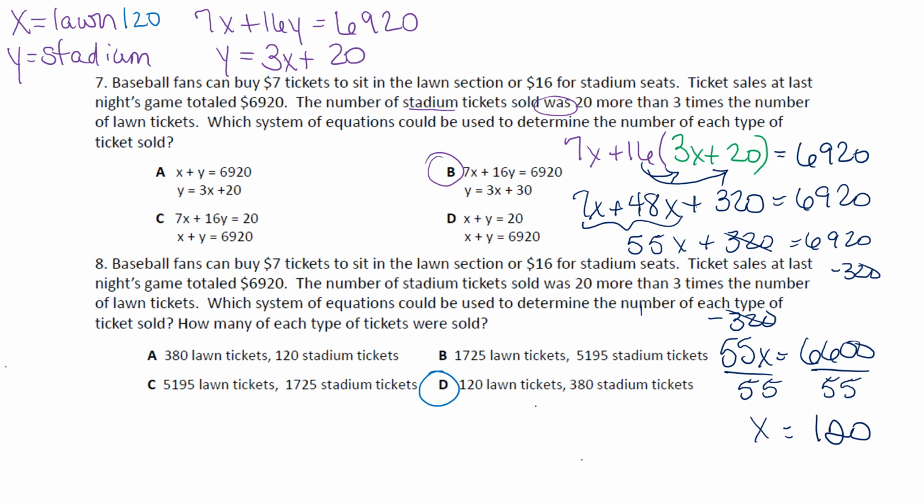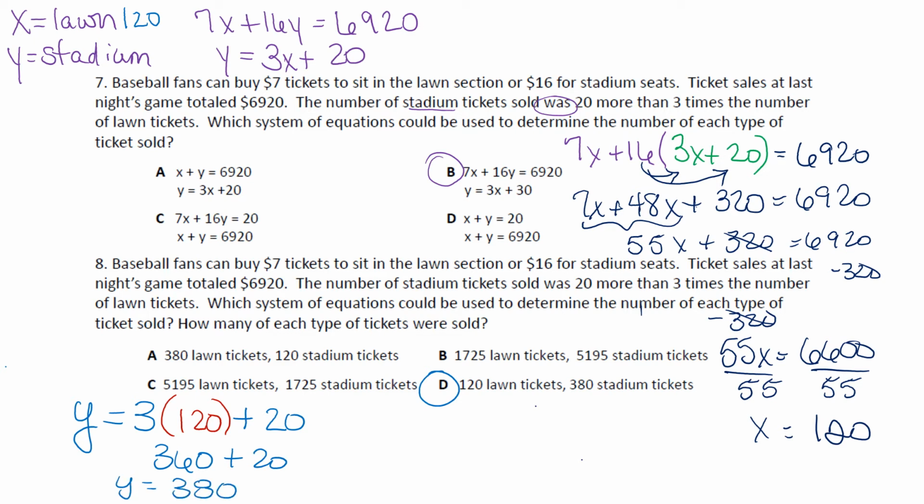So we're going to substitute back into our second equation. We have our y equals 3 instead of x. We're going to plug in our 120 and plus 20. So 3 times 120 is 360 plus 20. And then when those are added together, that equals 380 for my y, which does match my answer.